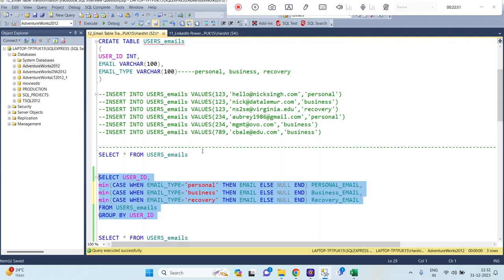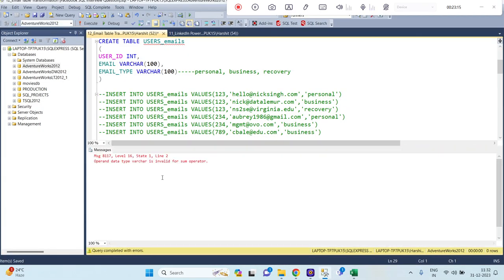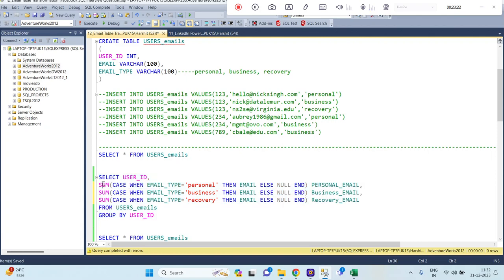But can we do SUM over here? Can anyone let me know? Is SUM possible or not? Will it work or will it generate an error? Okay, not possible. Let me try to execute. Operand data type varchar is invalid for the sum operator, right? So it is not possible. But maximum and minimum are possible because they work for the varchar data type, right? Now let me jump to the next query. This is clear, right?